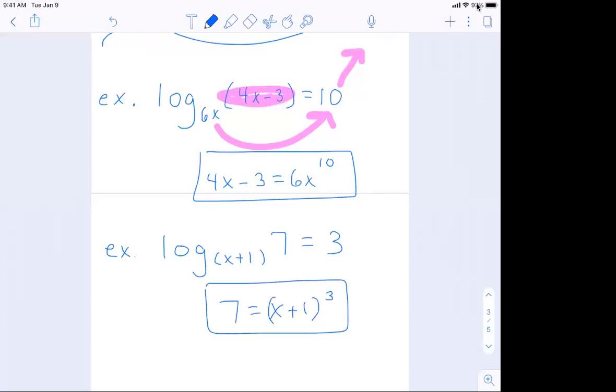So this idea of writing back and forth from log form to exponential form, we're going to practice a little bit. Do you guys have questions on those last two that we just did?